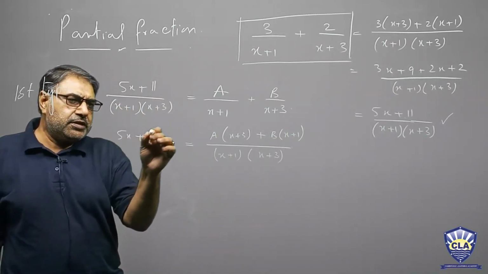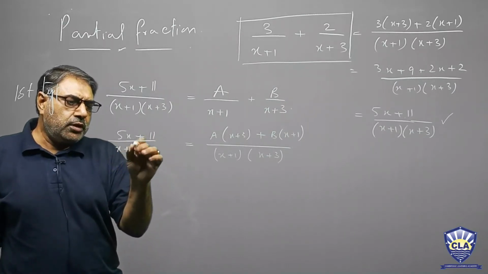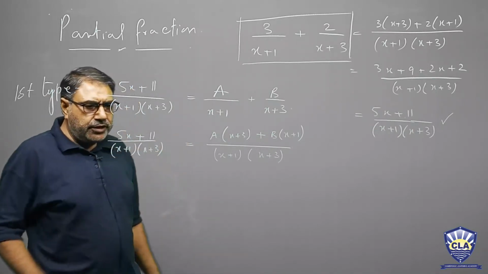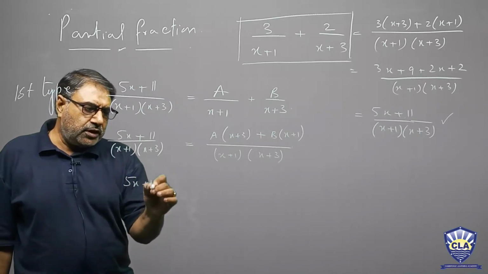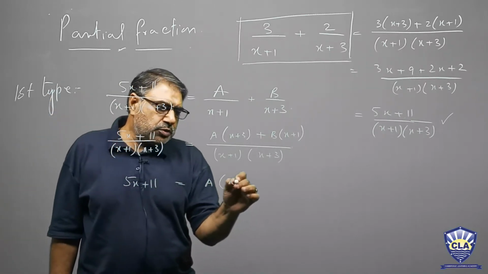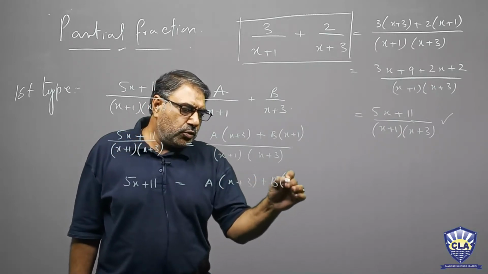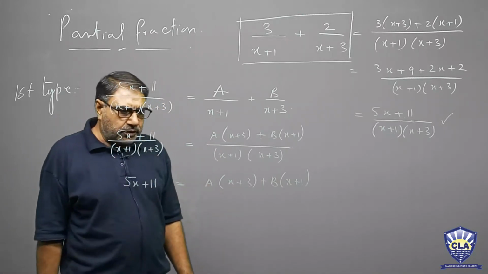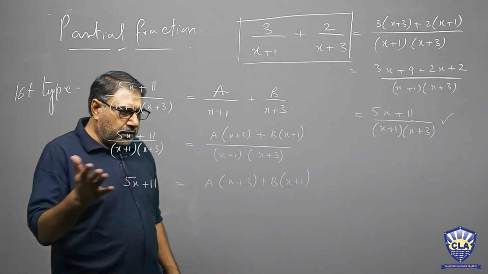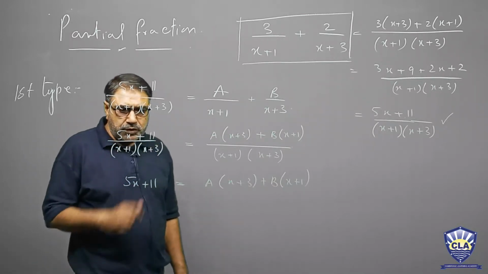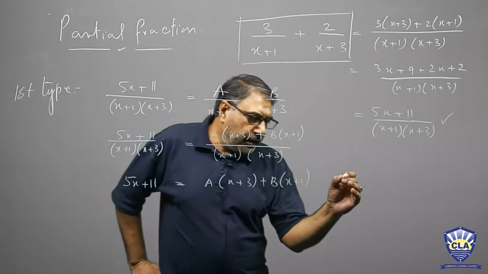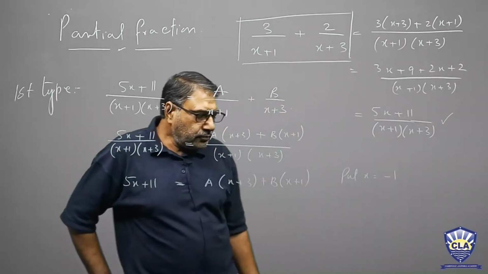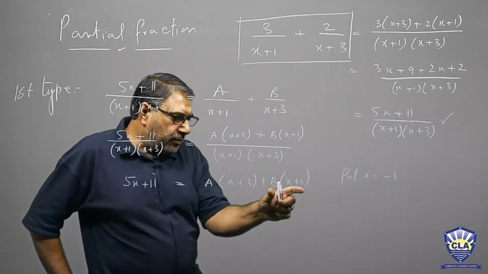5x plus 11 over x plus 1 and x plus 3. Cancel out the denominators as both the sides are identical. Then 5x plus 11 equals A into x plus 3 plus B into x plus 1. Now from that onward we have two methods. One is by comparing the coefficients and the other one by letting the values. Now I will use the letting the values method. Put x equals to minus 1, then B becomes 0.